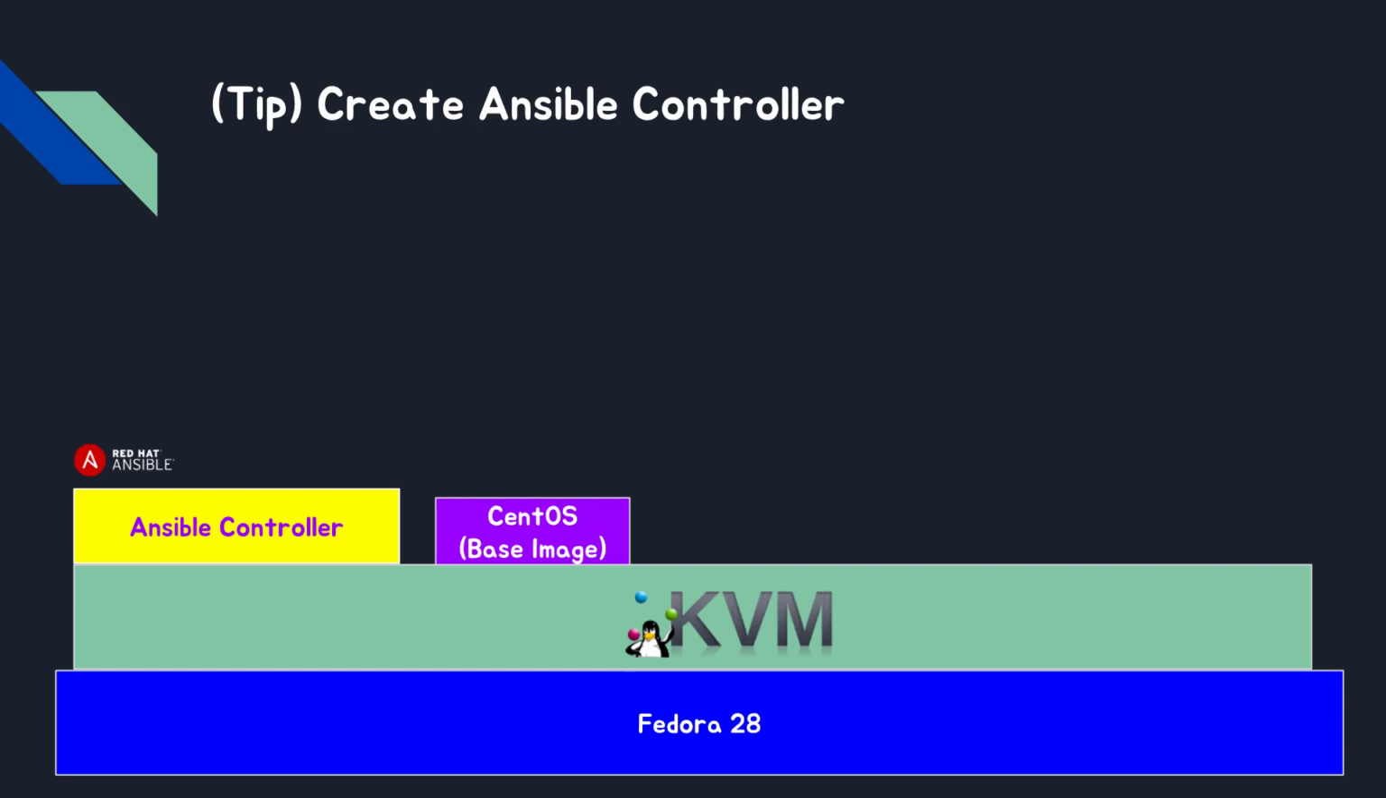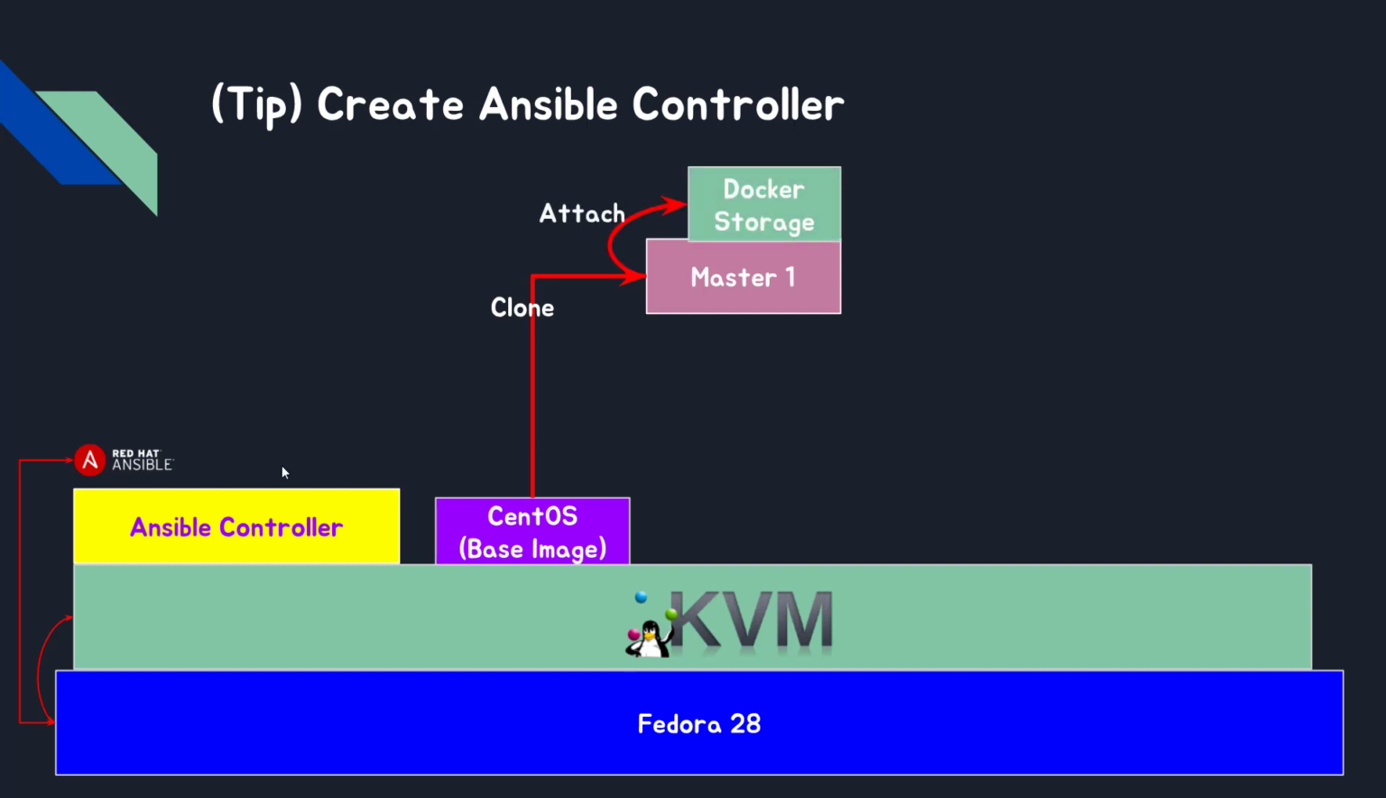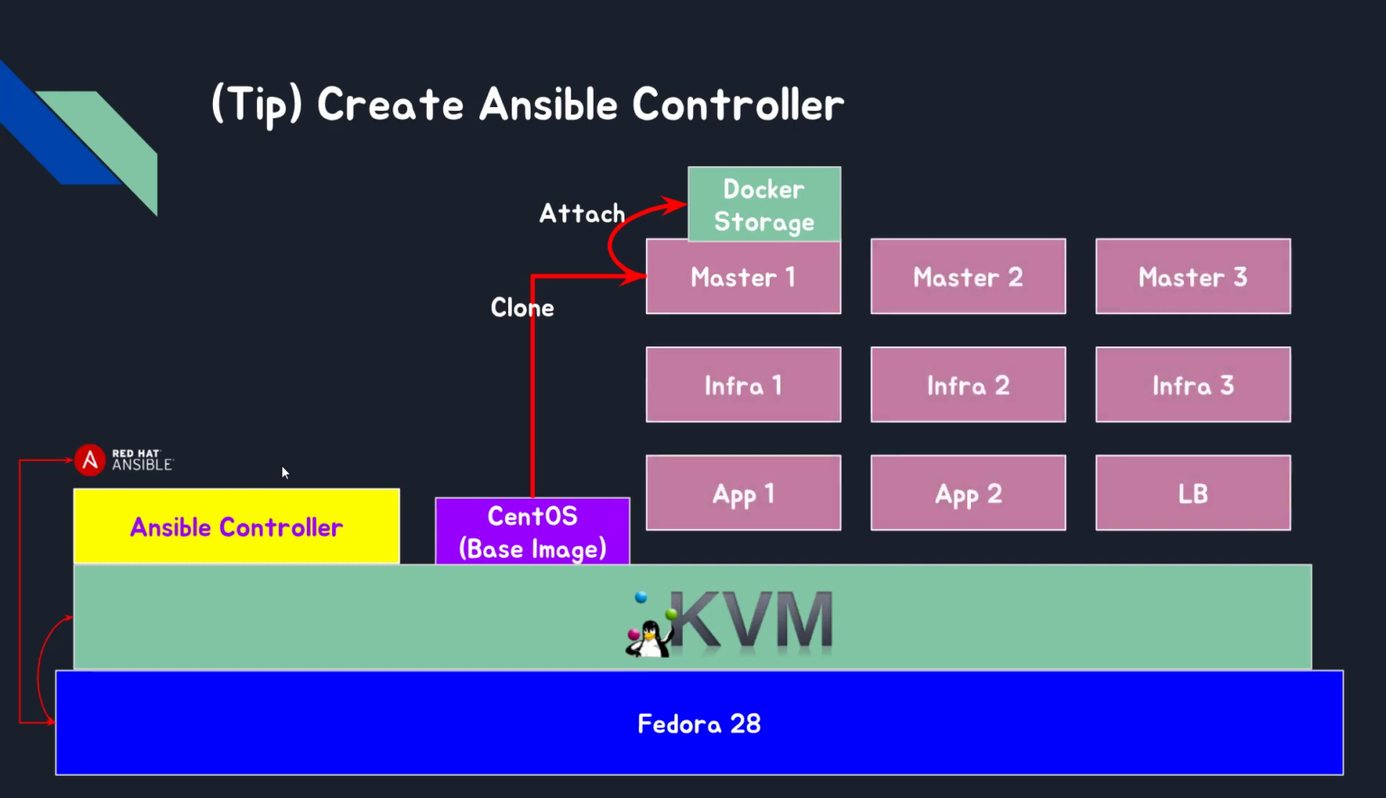And then, if we have the Ansible controller, it goes to Fedora 28, and then the Ansible controller executes some command lines for KVM, and it will clone CentOS to master 1. So the other steps are exactly the same. The only difference is that we have the Ansible controller and all playbooks will be executed by this Ansible controller. And then we will attach the local storage and we repeat the same steps for the other VMs.